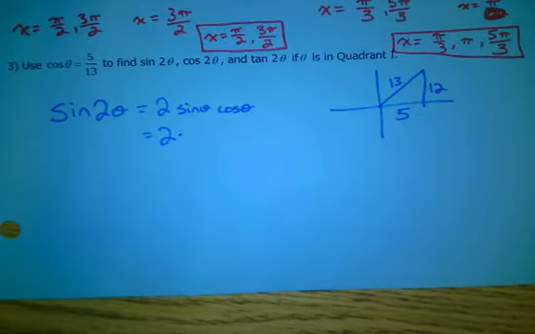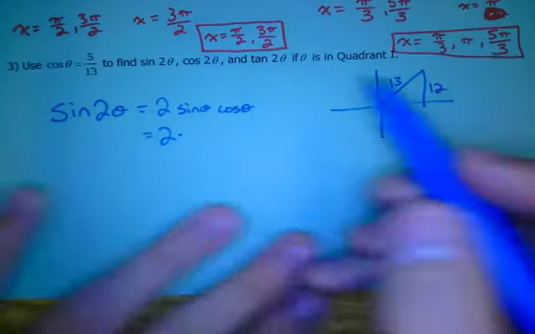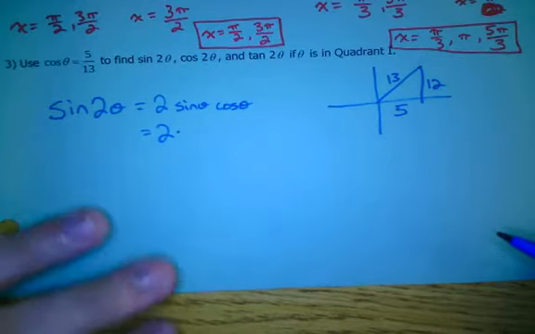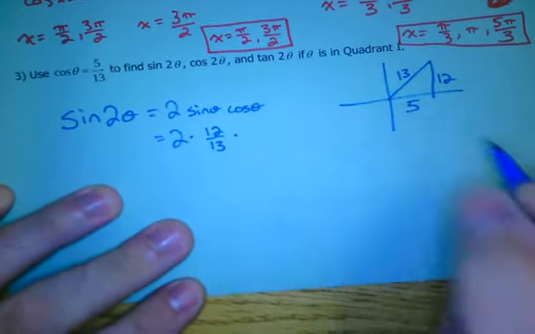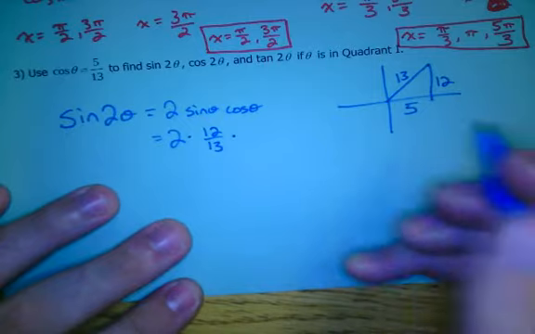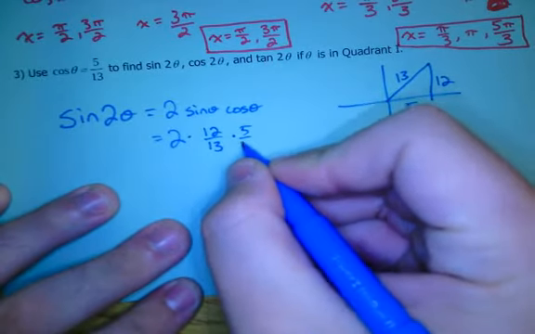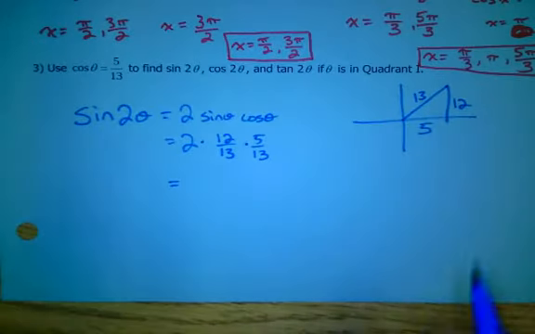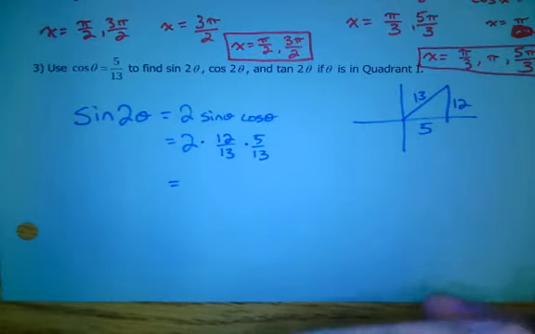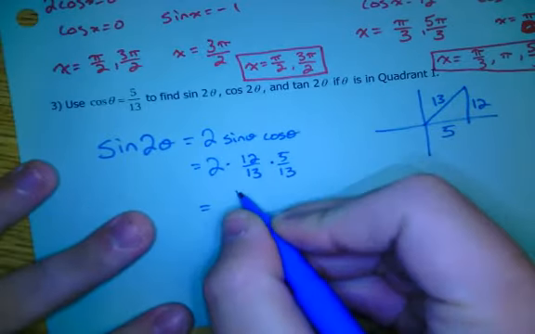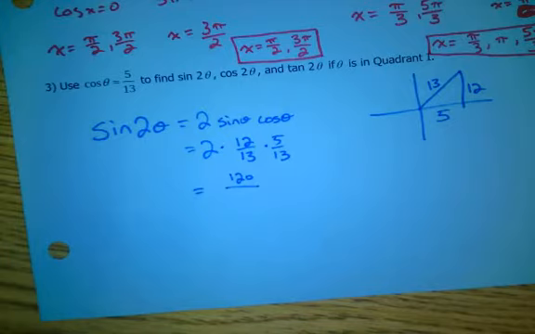What's the formula? Okay, so using the formula, 2 times what's sine of this triangle? 12 over 13. Times what's cosine of this triangle? They already gave it to us. We just have to do some math here. So what's 2 times 12 times 5? 120. All over?